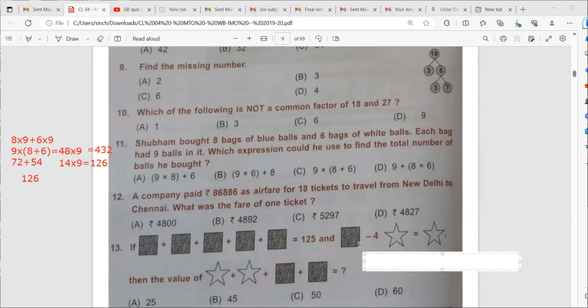Now if you bring 5 from the right hand side to left hand side, what will the sign become? On the right hand side the sign is multiplication, star into 5. So if you bring this 5 from the right hand side to left hand side, what will the sign become? Division. Very good. So do it.